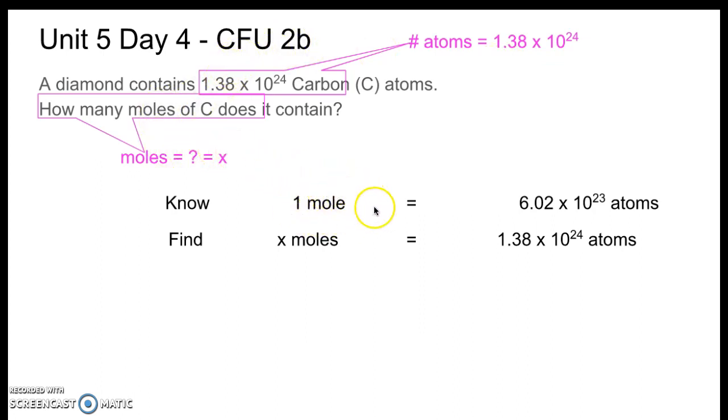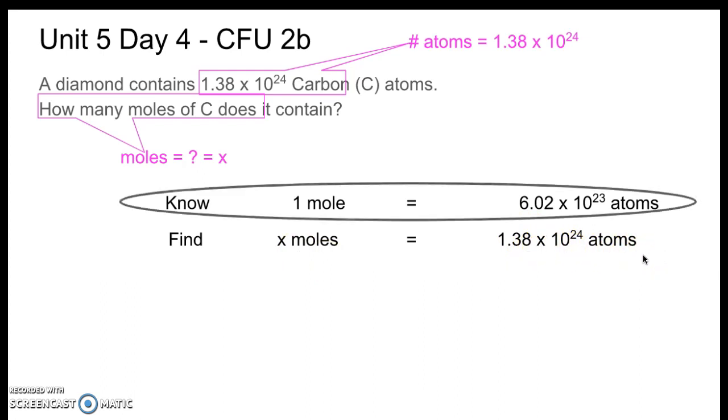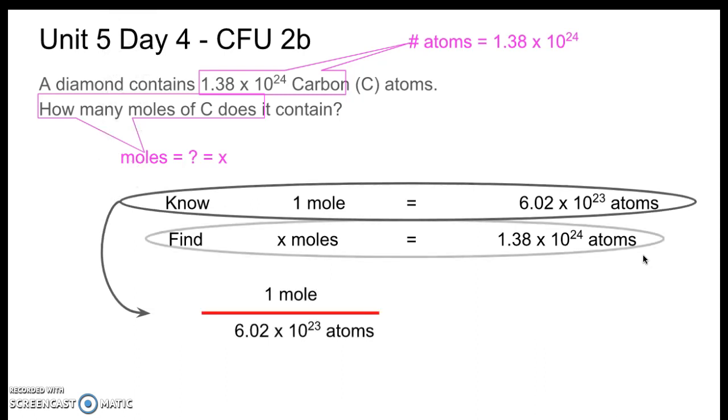Since we're relating moles to the numbers of things, we know that 1 mole is equal to 6.02 times 10 to the 23 atoms in this case. And we're trying to figure out how many moles would contain 1.38 times 10 to the 24 atoms. So that's our find. Let's take these two equations and turn them into fractions.